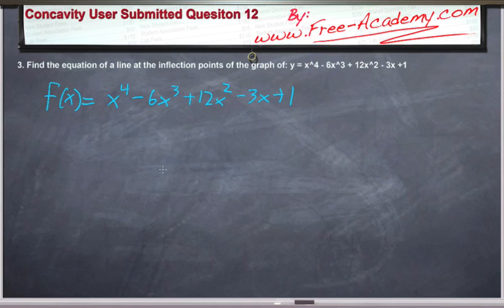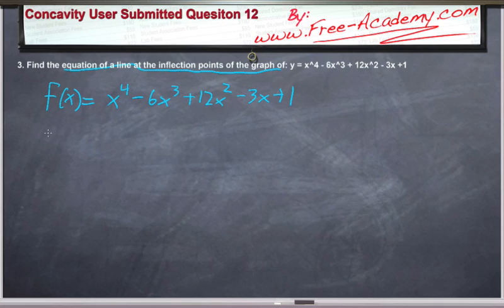We're taking another user-submitted question on concavity. This question gives us that f of x is equal to x to the fourth minus 6x to the third plus 12x squared minus 3x plus 1, and we need to find the equation of the line at the inflection points of the graph. So I'm guessing this is the equation of the line that is tangent at the inflection points. That's not worded so clearly, but that's the way I'm going to go about solving this problem.